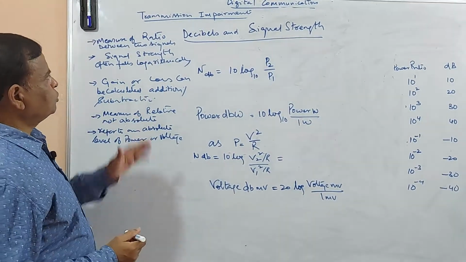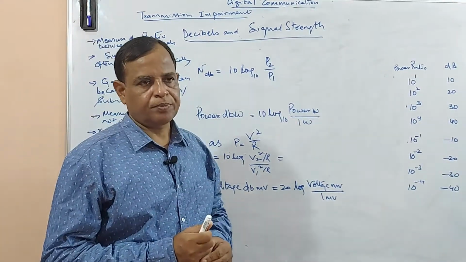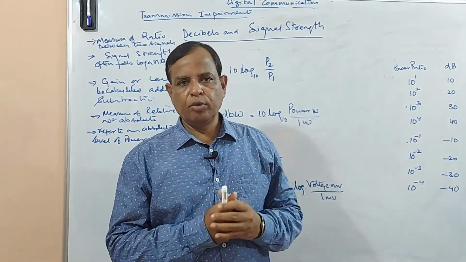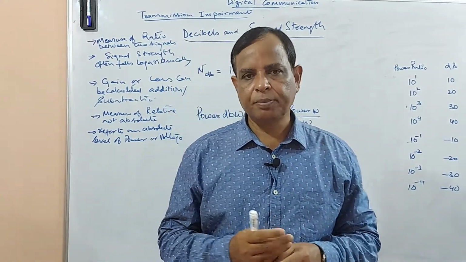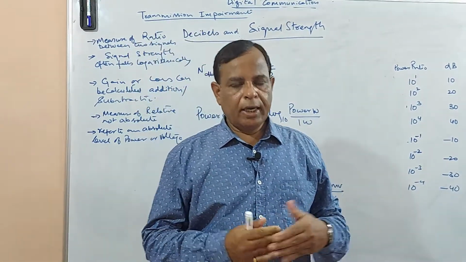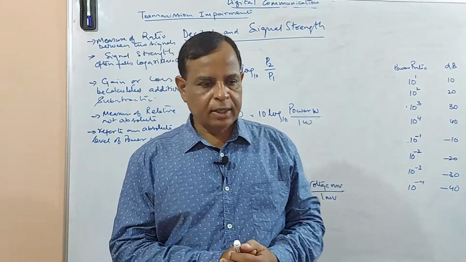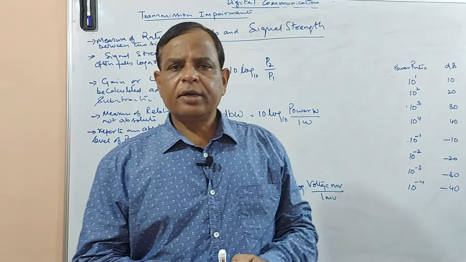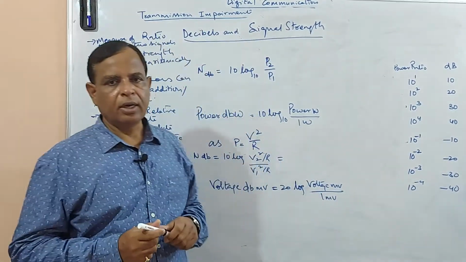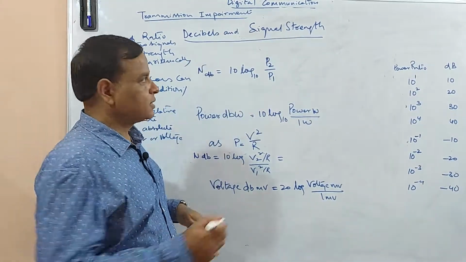In continuation with our last lecture, today we are supposed to learn about the transmission impairments. Before knowing more in detail about the transmission impairments, in this session we are going to discuss a very important thing. Basically, in any transmission system or communication system, one important parameter is signal strength.